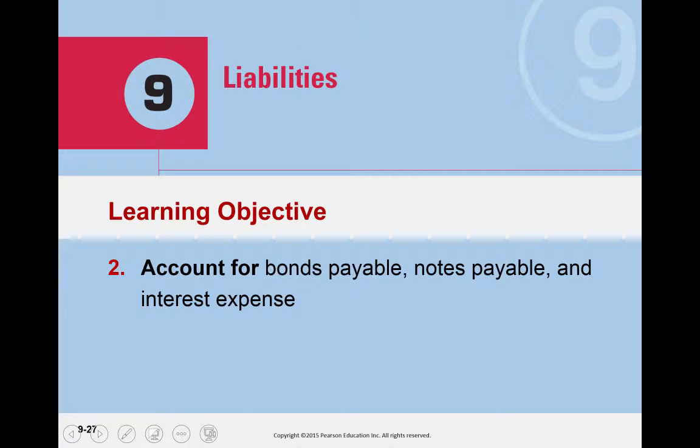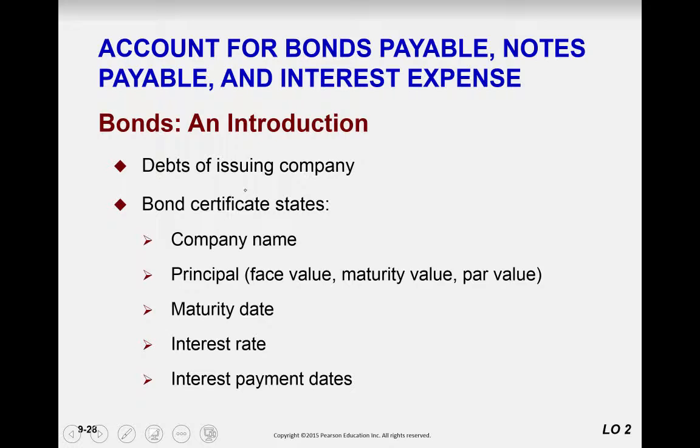Welcome back to our lecture on Chapter 9, Liabilities. We are now going to move on to how to record bonds, notes payable, and interest expense. So basically, a bond is the debt of the issuing company.